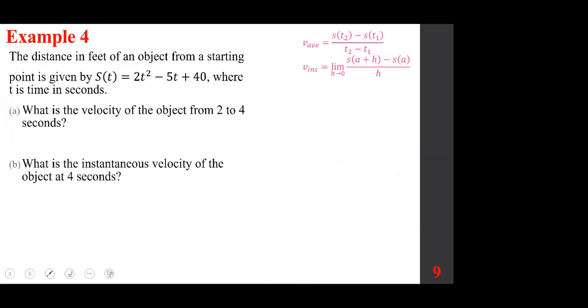Here's the next example. We want to find the distance in feet of an object from a starting point, where s of t is given, okay, class, as 2t squared minus 5t plus 4, where t is time in seconds. What is the velocity from 2 to 4? We're looking at the good old average rate of change. So plug in 4, plug in 2, do the math. It's really not a big deal, as we have seen before, okay, class. So I hope everybody is comfortable with that concept.